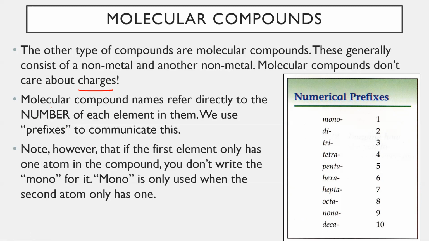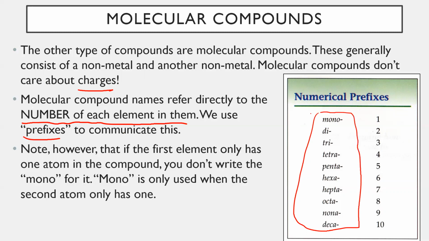However, something that didn't matter for ionic compounds but does matter for molecular compounds is the number of each element in them. Now we use prefixes, these things right here, so words that go before your word, to communicate what number each of these have. Mono is for 1, di is for 2, tri is for 3, tetra is for 4, and so on. Really, you only need to know the first 6, at least for Science 9. For Science 10, you'll go all the way up to 10 for sure, but at least know the first 6.